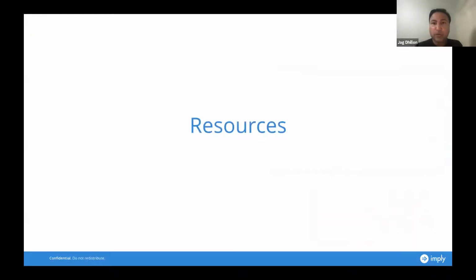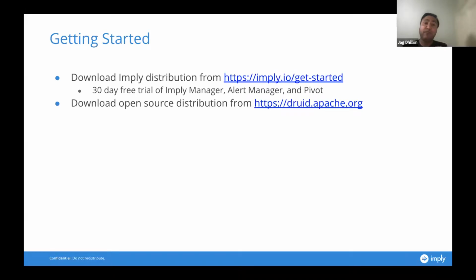Now, most importantly, resources. You have a few options available for you to go and try Druid, to believe it, right? You can download the open source distribution from druid.apache.org. Or if you want, you can also try the premium Imply supported Druid from imply.io/getstarted, where it gives you a 30-day free trial. So you can have one or the other.